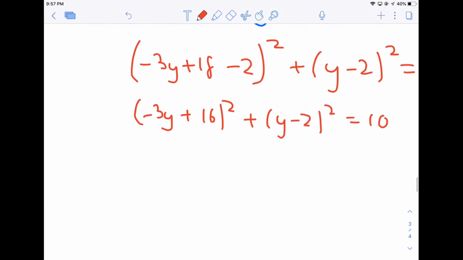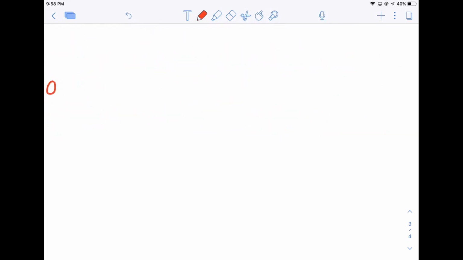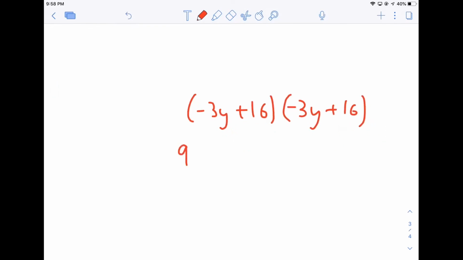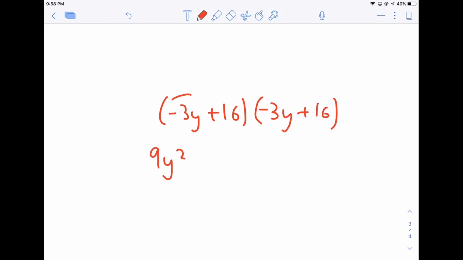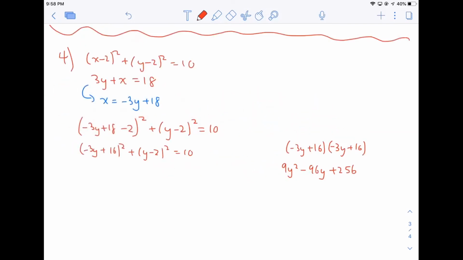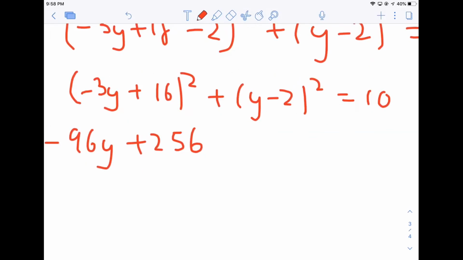I'm going to do this over on the side. Negative 3y plus 16 times negative 3y plus 16. Negative 3y times negative 3y is positive 9y squared. Negative 3y times 16 is minus 48y. Minus 48y plus minus 48y will be minus 96y. And 16 times 16 is 256. That is what we get when we square the quantity negative 3y plus 16.